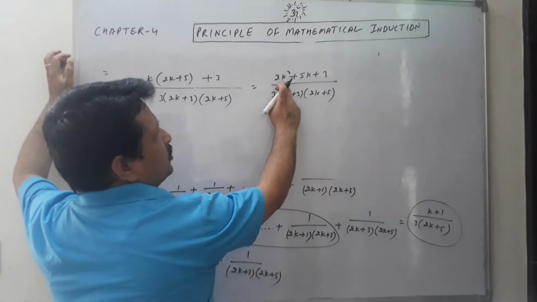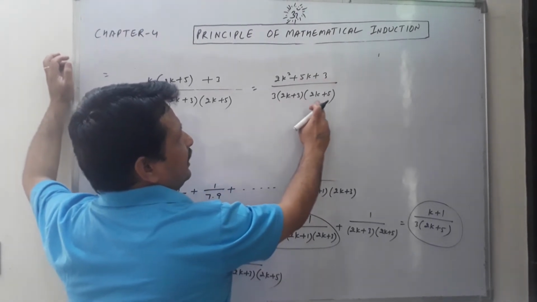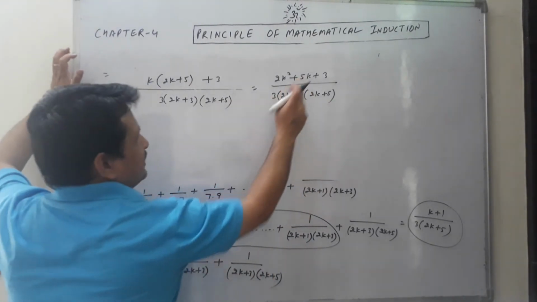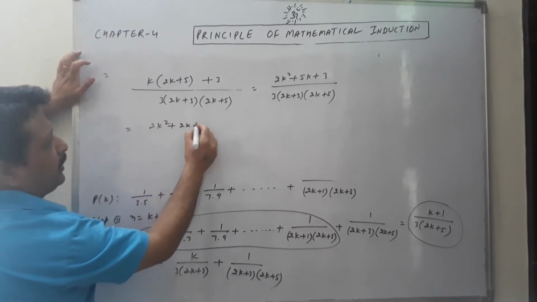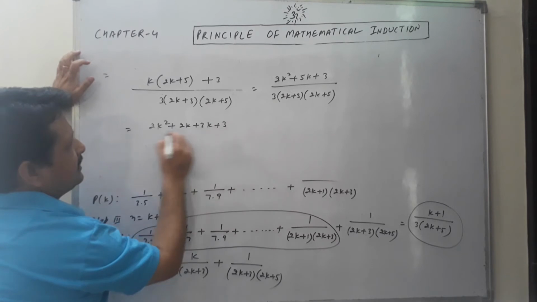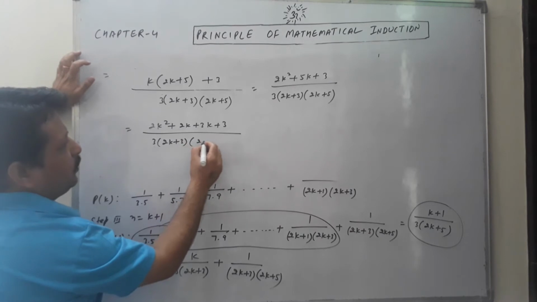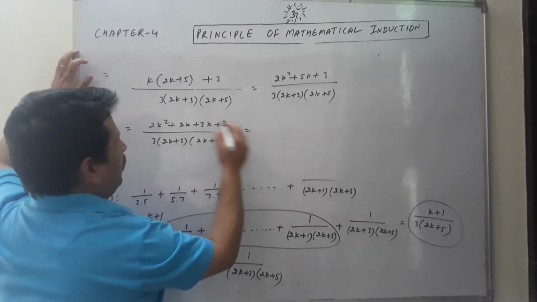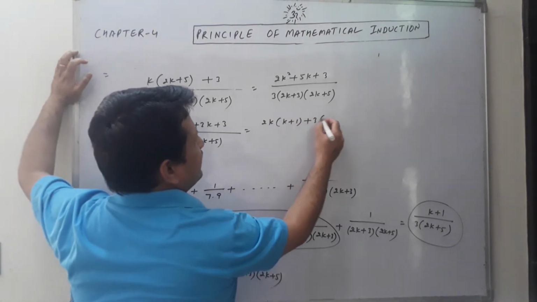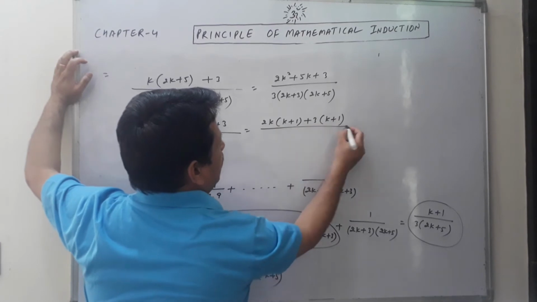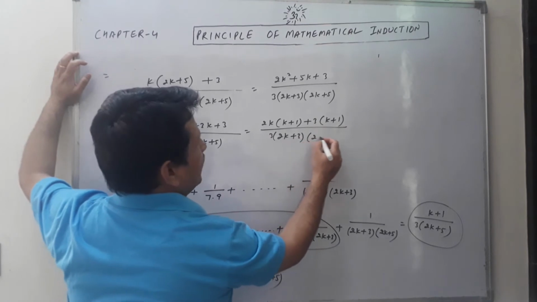Now it will come as (2k square plus 5k plus 3) upon 3 into (2k plus 3) into (2k plus 5). Now we will make its factors, students. So it will come as (2k square plus 2k plus 3k plus 3) upon 3 into (2k plus 3) into (2k plus 5). Or we will take 2k as common, this is k plus 1. Here we will take 3 as common, this is (k plus 1) upon 3 into (2k plus 3) into (2k plus 5).